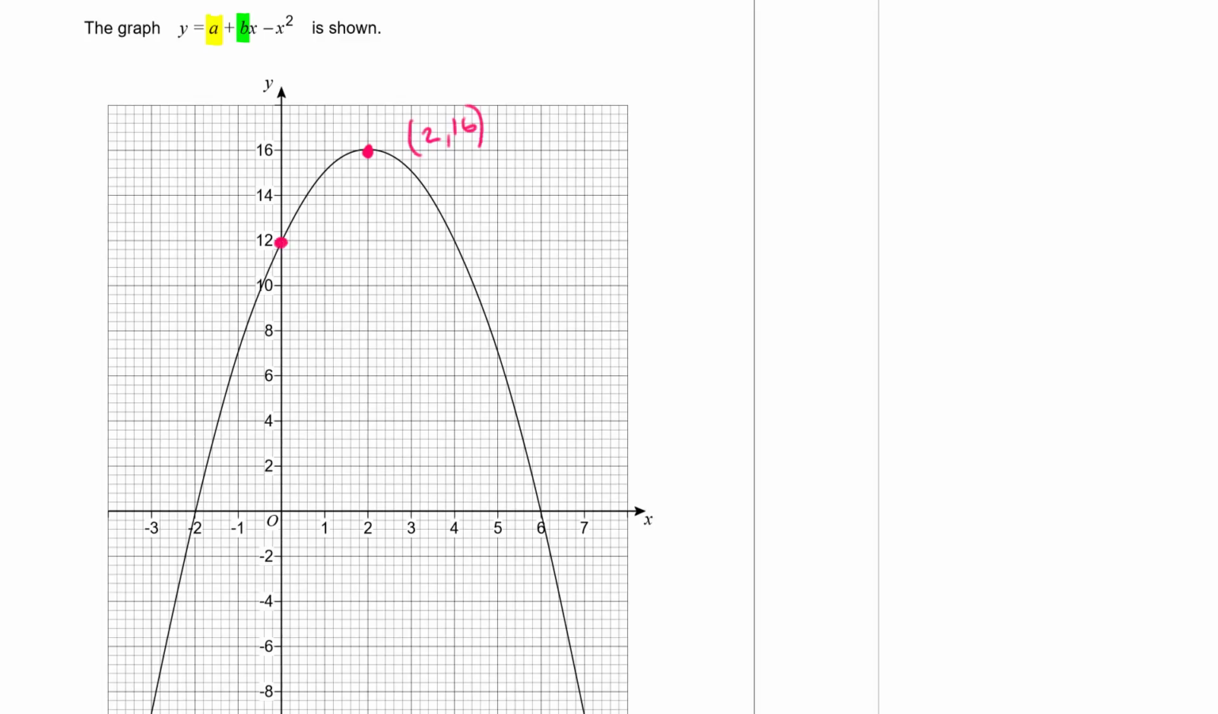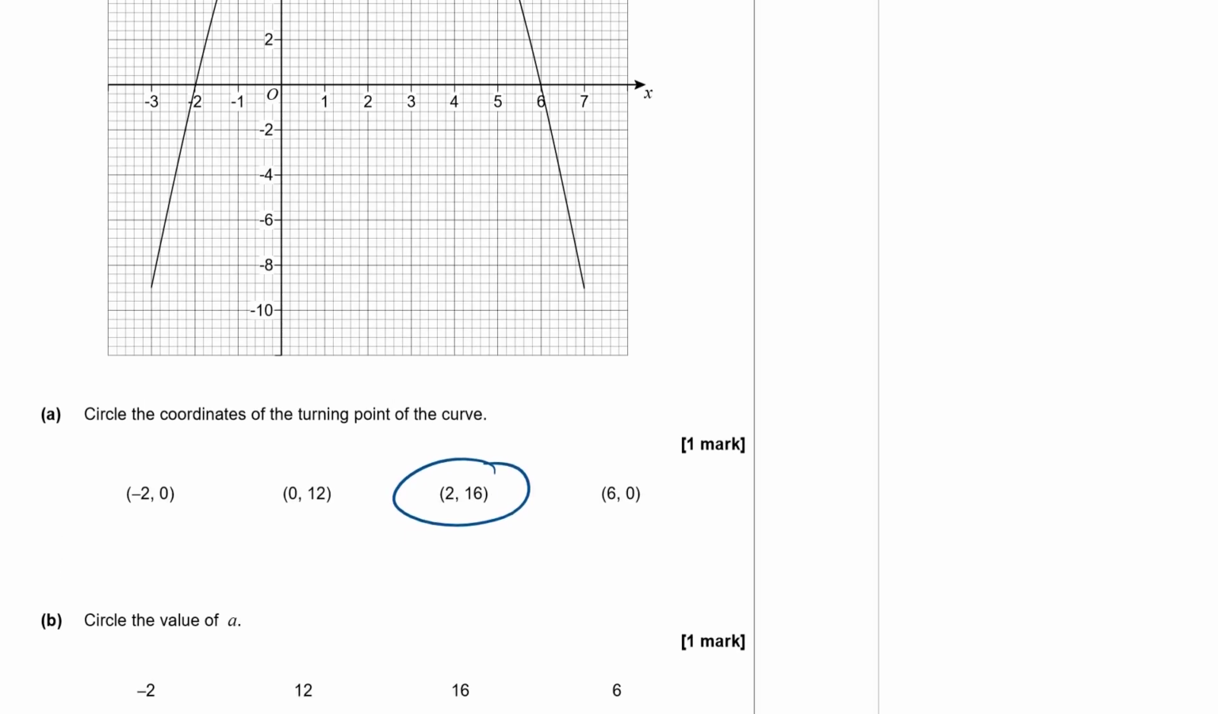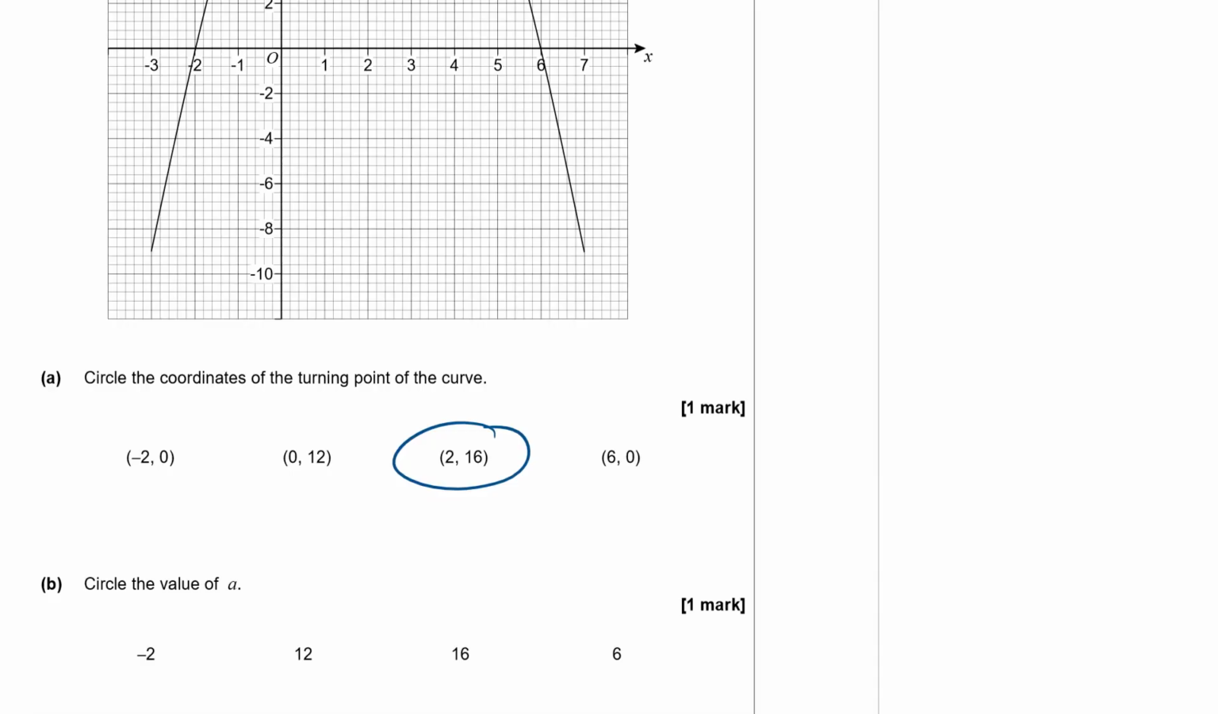It's not what we normally have as y equals mx plus c when we're looking at straight line graphs. So normally we use the letter c for this. But here they've labelled it a, so that is going to be the coordinates of a there. So that's the coordinates 0, 12. Circle the value of a. It's going to be 12. That's the y-intercept.